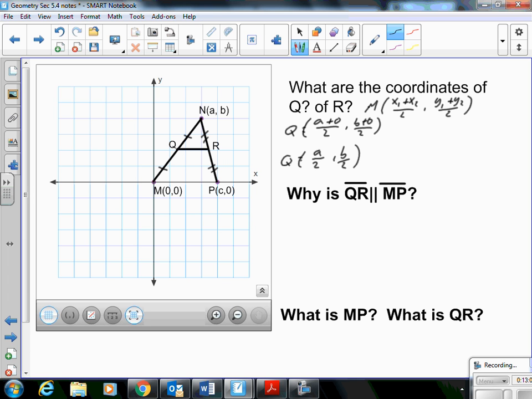And then for R, same process again. So coordinates for the x's are a and c. So a plus c over 2, sorry. And then for the y's, b plus 0 over 2. So the coordinates for R, the x one's not going to change, a plus c over 2, and then b plus 0 we can just call b over 2.